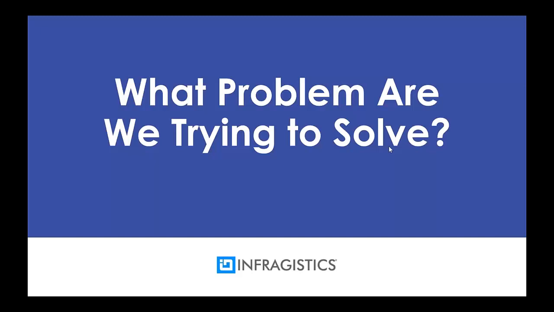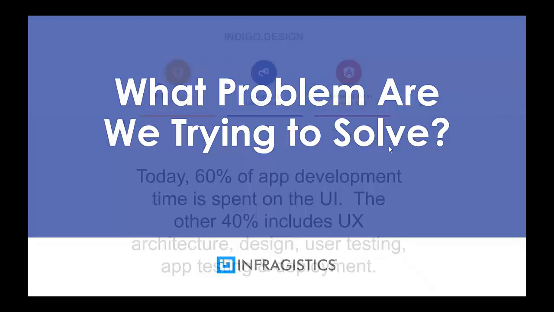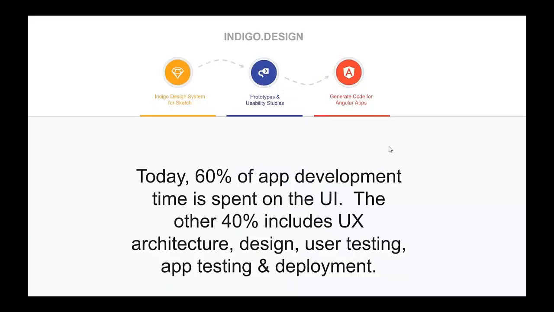So what problem are we trying to solve here with the Indigo.Design story? Well, what we really want to do is look at how much time is actually spent in the UI and how much time is spent in the rest of the app development process. So today, about 60% of the time of the entire life cycle of an application is spent working on the UI. The other 40% includes everything else. The problem with that is 60% is too much.